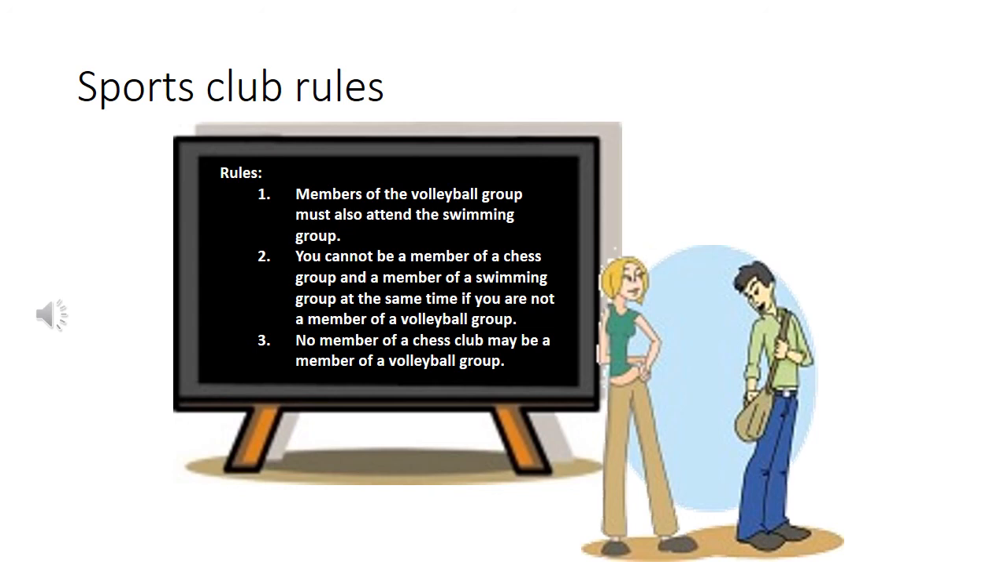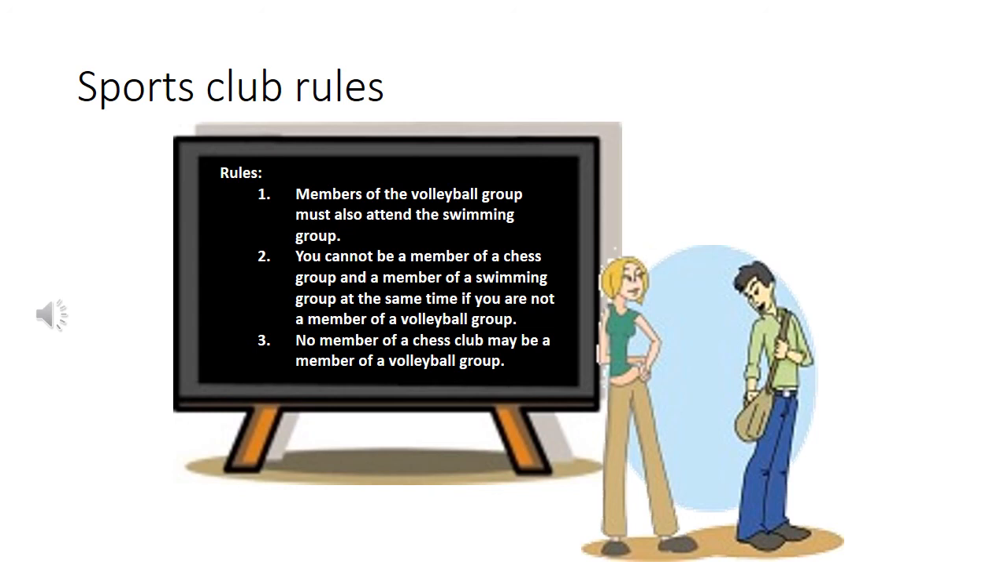Now your homework number 3. Imagine we are in a sports club, and that club has very strange rules. One rule says that members of a volleyball group must also attend the swimming group. The second rule says that you cannot be a member of a chess group and a member of a swimming group at the same time if you are not a member of a volleyball group. And the third rule says that no member of a chess club may be a member of a volleyball group. Note that club is the same as group.